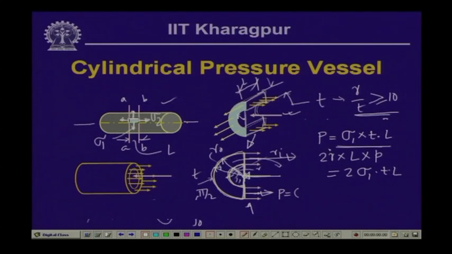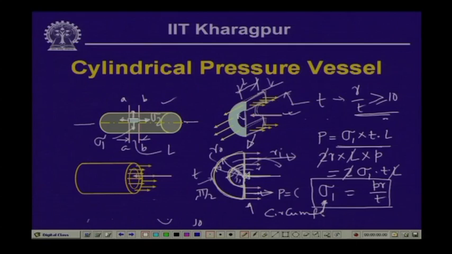Now, if we equate these two, we get the value of sigma 1 as equal to P R by T. So we can see that the value of the circumferential stress in a pressurized cylindrical vessel is equal to P R by T, where sigma 1 is called the circumferential stress or hoop stress.